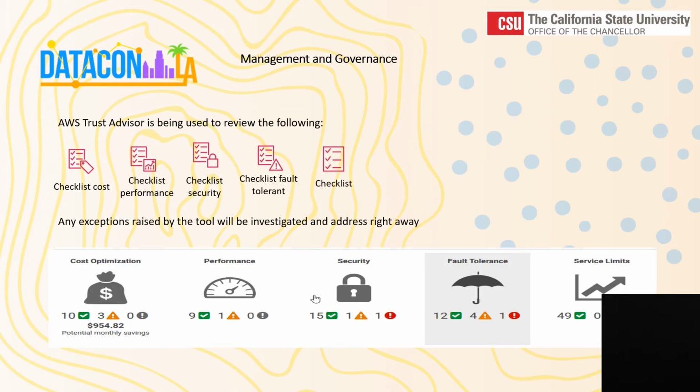Our weekly security assessment meeting is focused on two major areas. One is management and governance. Trusted Advisor is being used to review the following: to see if we have any cost problem, performance issue, security risk, fault tolerance, and any service limit which is overused. Any exception raised by the tool will be investigated and addressed right away.